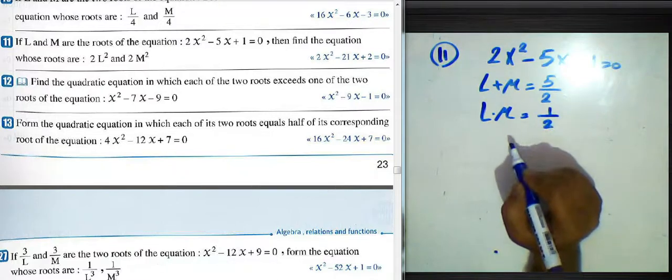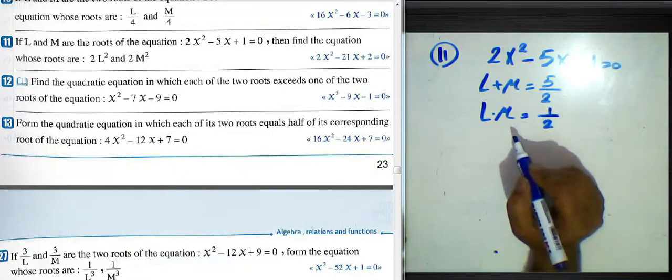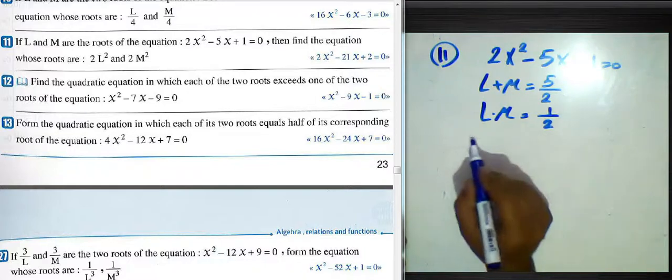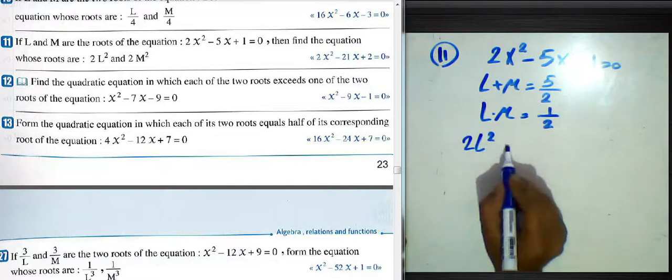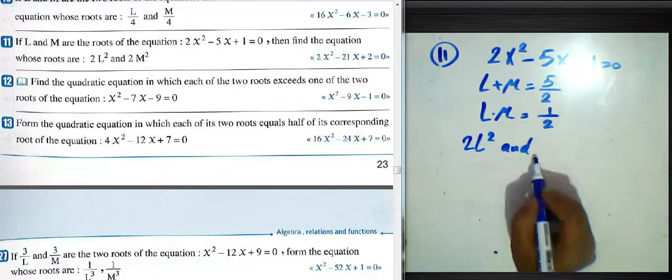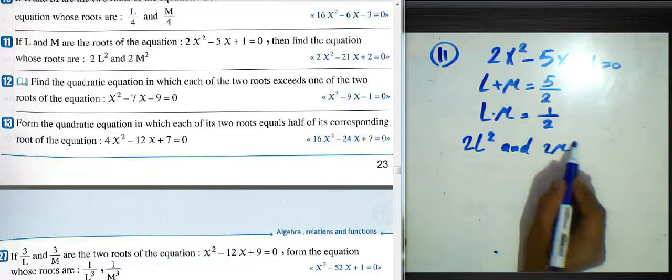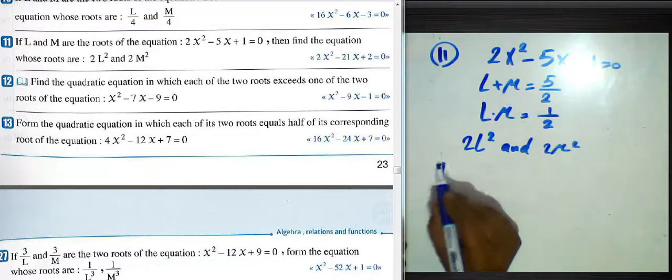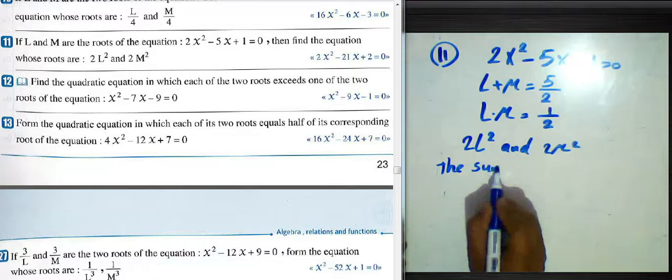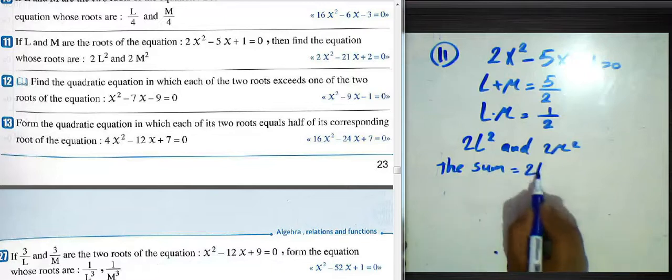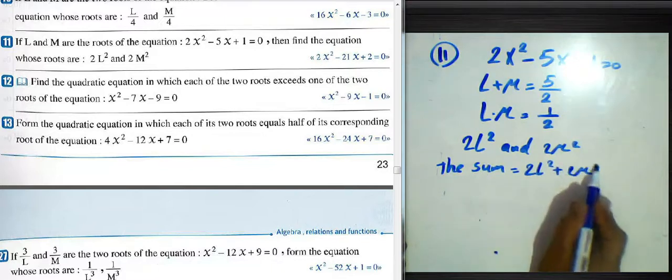We want to find the equation whose two roots are: the first root 2α² and the second root 2β². We want to find the sum and the product. The sum equals 2α² + 2β².